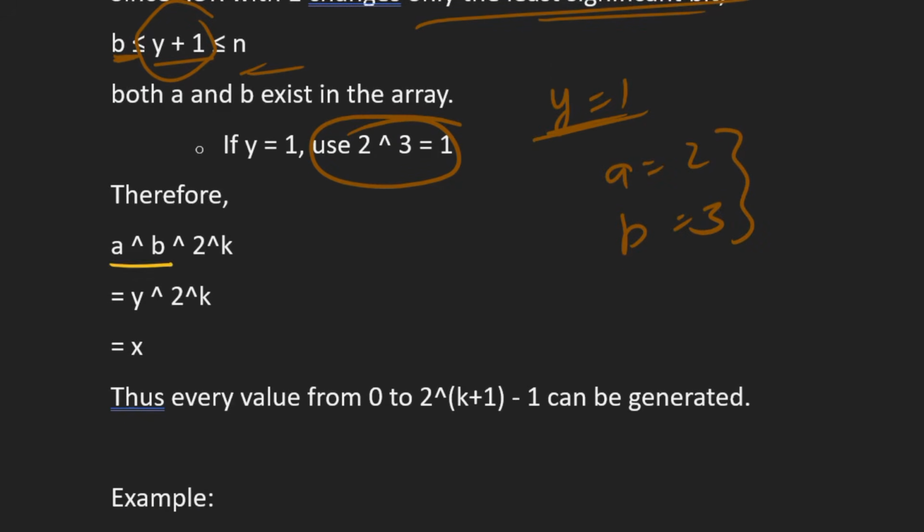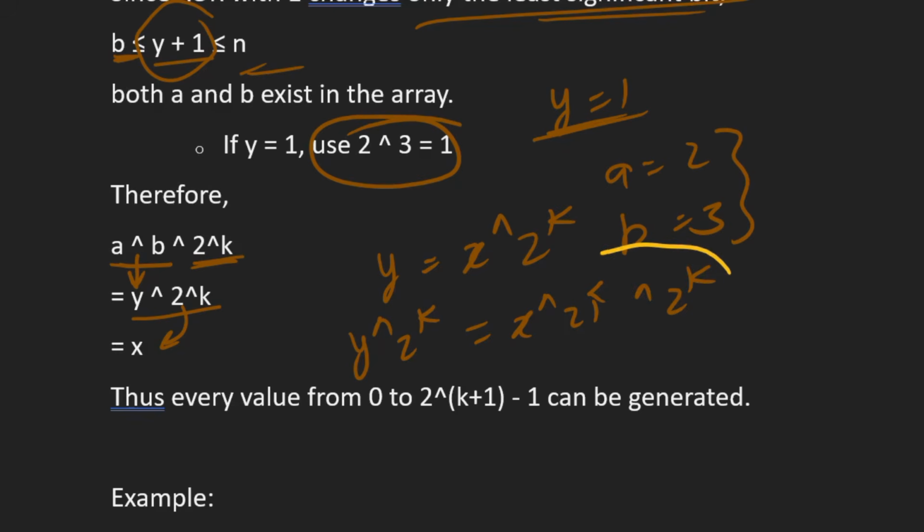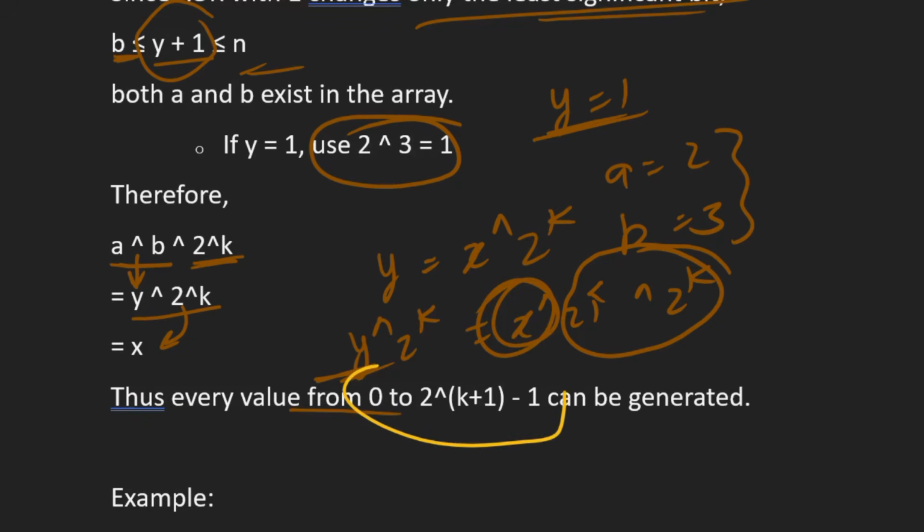So once we get a and b, then as we know a XOR b is y, and then when we XOR with 2^k, y XOR 2^k is x, because we have taken y is equal to x XOR 2^k. So if we do XOR on both sides, that is y XOR 2^k is equal to x XOR 2^k XOR 2^k, and this value will become 0. So y XOR 2^k is equal to x. So now we get every value from 0 to 2^(k+1) minus 1, right?